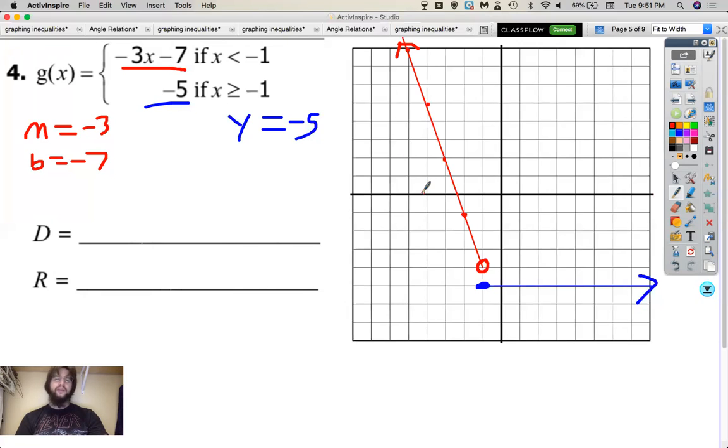Now let's look at the domain and range on this one. So my domain, it's going left, it's going right, it's all real numbers. You can look over here. It's going left to -1, it's going to the right to -1, it includes -1, all real numbers. Oh boy.